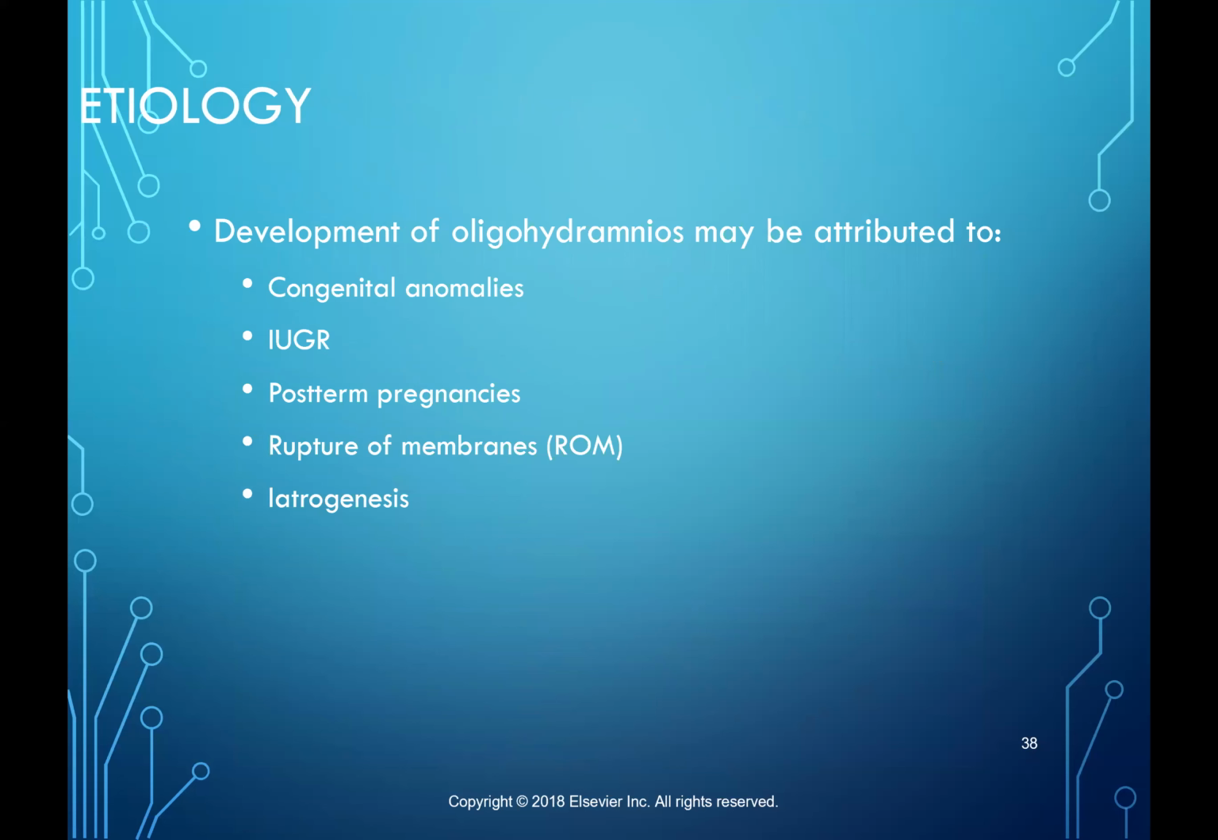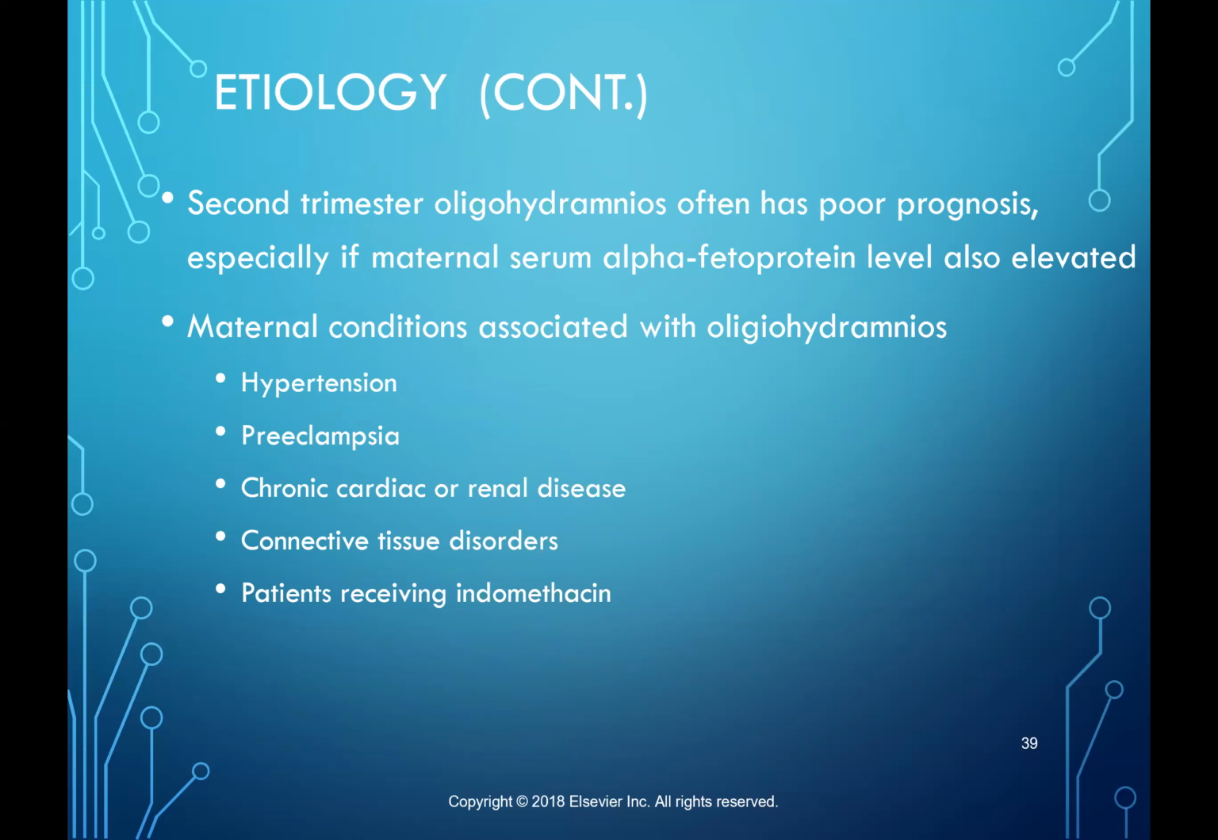The development of oligohydramnios may be caused by congenital anomalies, IUGR, post-term pregnancies, rupture of membranes, or it just could be. Second trimester oligohydramnios often has poor prognosis. And why do you think that is? Because those lungs can't develop correctly, right?